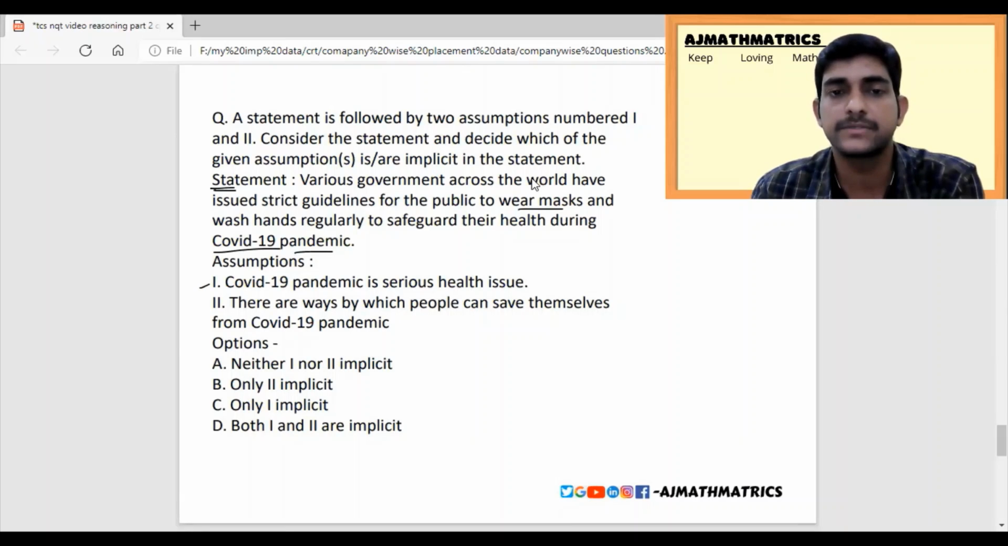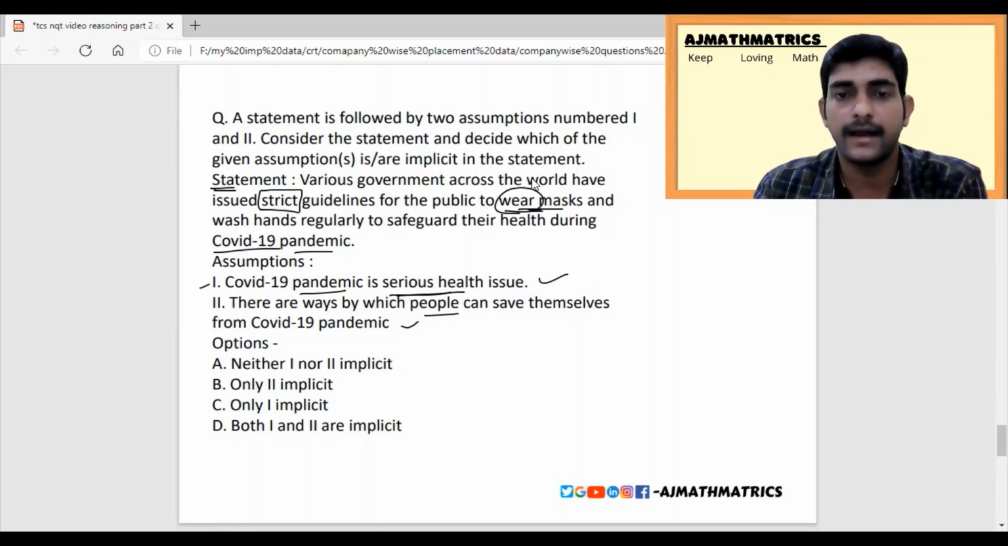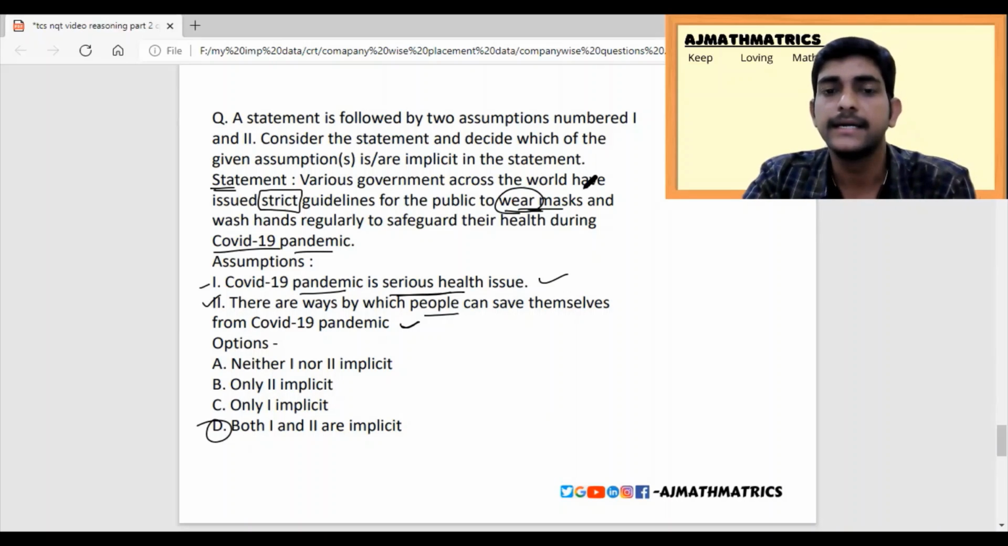The first assumption says the COVID-19 pandemic is a serious health issue. Yes, it's a very serious health issue. That's why the government has given very strict guidelines. So this is the assumption we can draw from the statement. The second one, there are ways by which people can save themselves from the COVID-19 pandemic. Yes, what are the ways we have? Wearing a mask. So that we can understand, and that is also an assumption that follows. So two assumptions follow. So the option for the question is D.